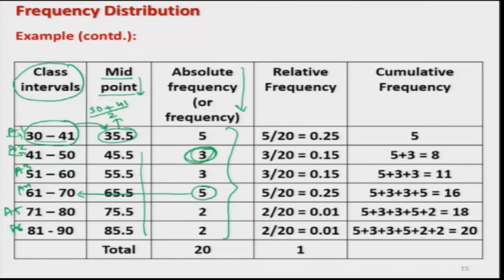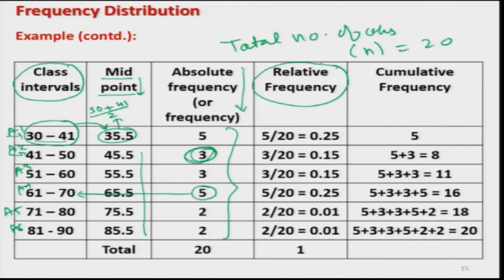Now, the total number of observations here you can see is 20, and this we denote by n, which is equal to 20. Now, when I divide the absolute frequency by the total number of observations, I get the relative frequency in the next column. You can see this 5 is coming here, this 3 is coming here, this 3 is coming here, and this is the total number of observations. Once I divide, I get the values of the relative frequencies.